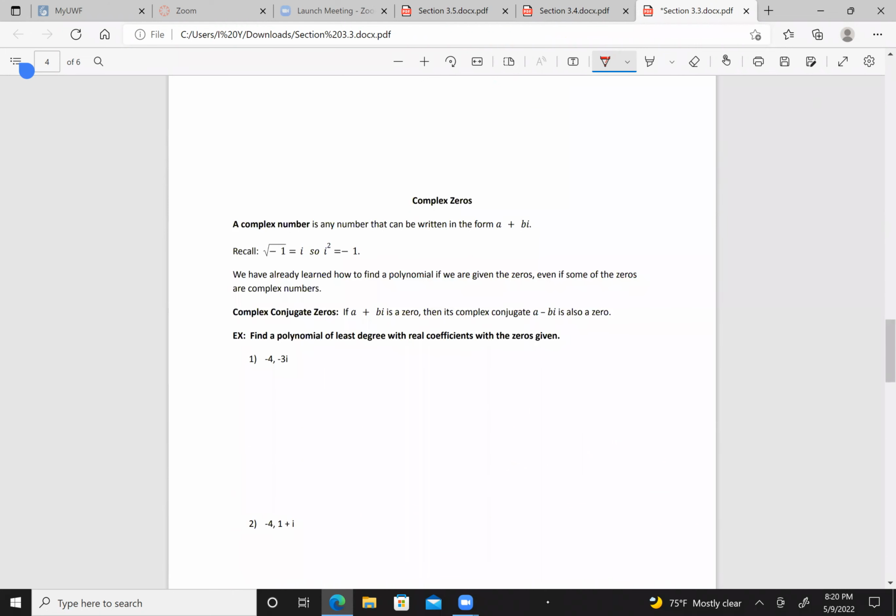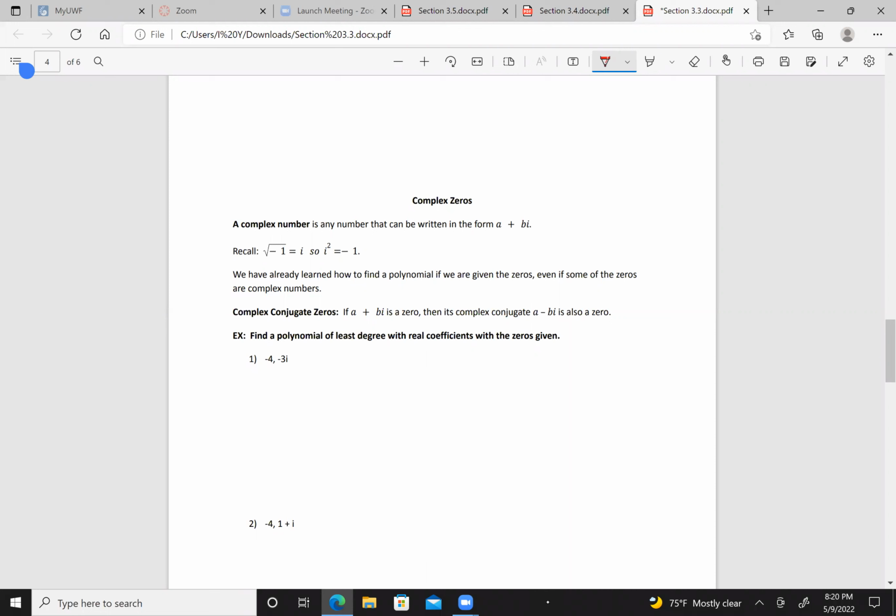Now we're going to go back to complex numbers. A complex number is any number that can be written in the form a plus bi. If you recall, the square root of negative 1 is equal to i, and i squared is equal to negative 1. We've already learned how to find a polynomial if we're given the zeros, even if some of the zeros are complex numbers. Complex conjugate zeros: if a plus bi is a zero, then its complex conjugate a minus bi is also a zero.